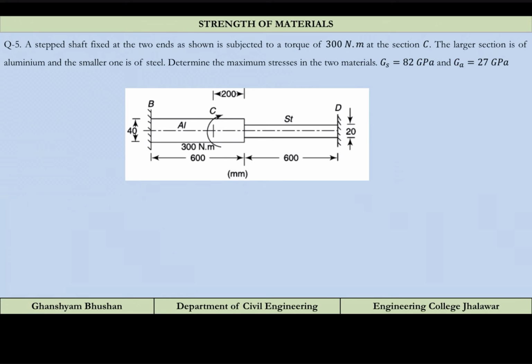Now let us try to understand this with the help of a problem. A stepped shaft fixed at two ends as shown is subjected to a torque of 300 Newton meter at the section C.